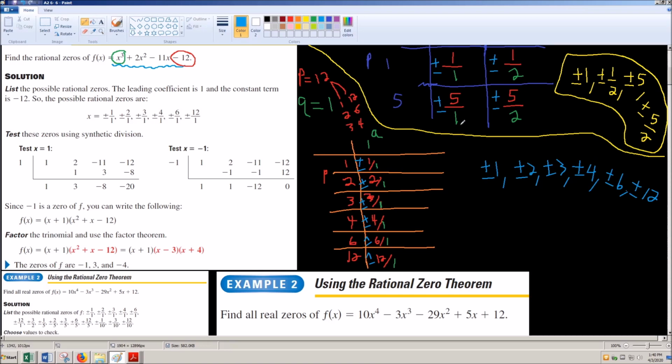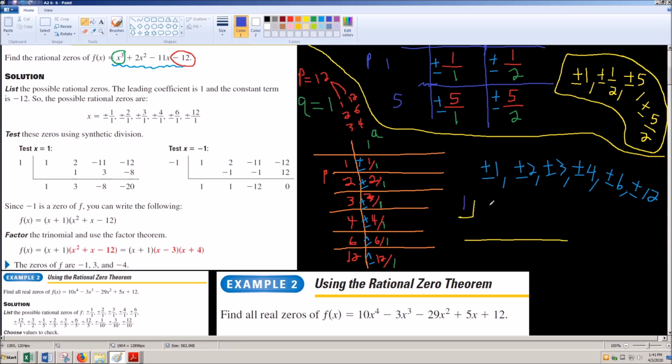I'm going to try 1. So I'm going to try, is 1 a zero here? I'm going to take my equation here and do synthetic division for it. So we were doing the box and setting this up, and I'm going to use 1 for my first zero.